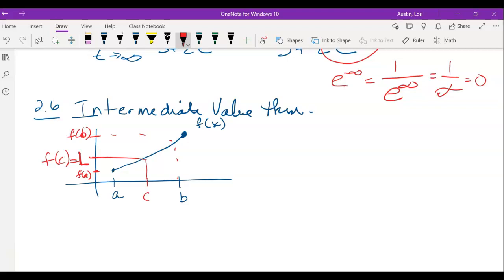In other words, let's get rid of the f's, A's, B's and C's for a second. There's some value X between the endpoints of that continuous function where there's a Y value that's between the Y values of those continuous functions. It's kind of common sense. It says there has to exist that value where f of C has a value in between f of A and f of B.